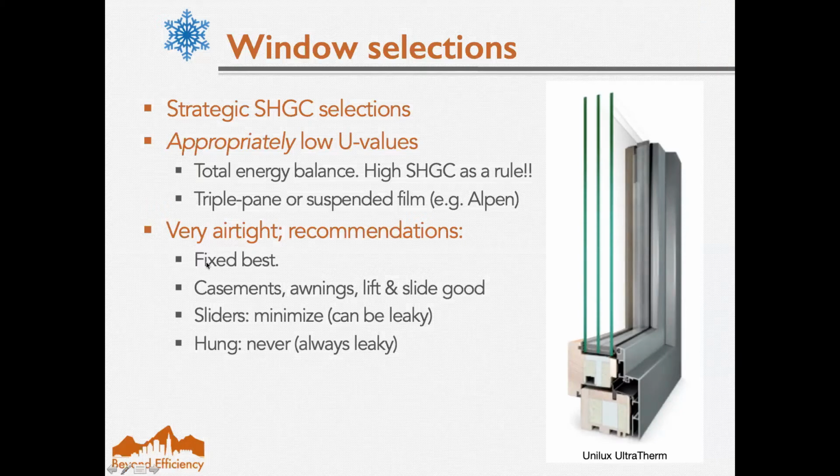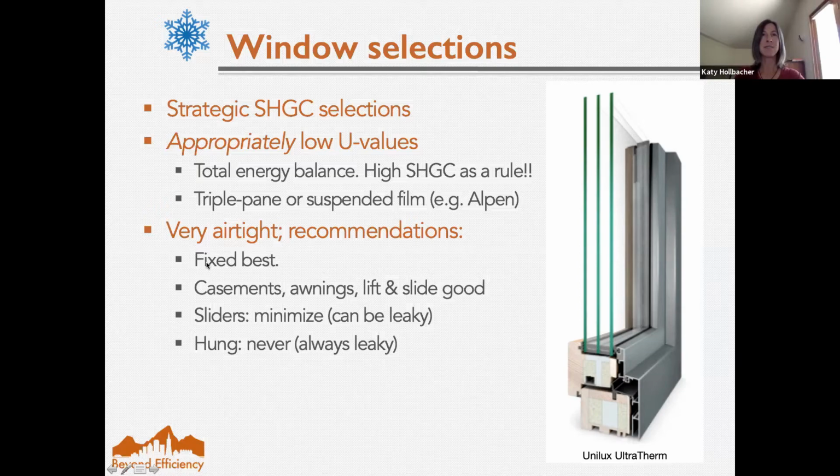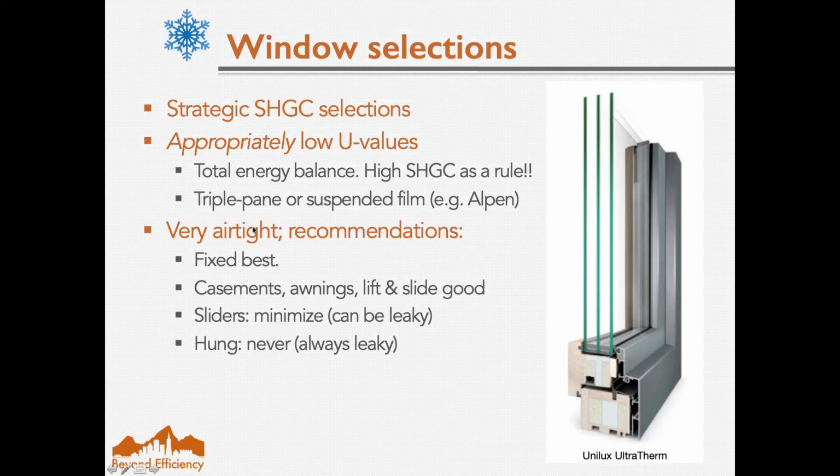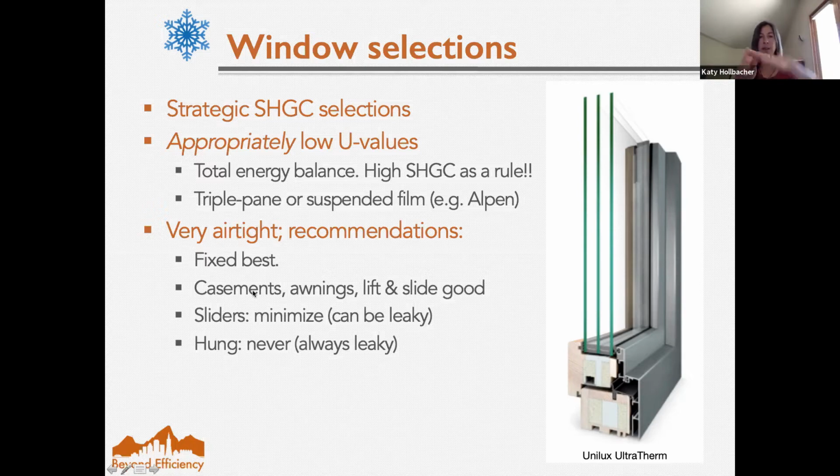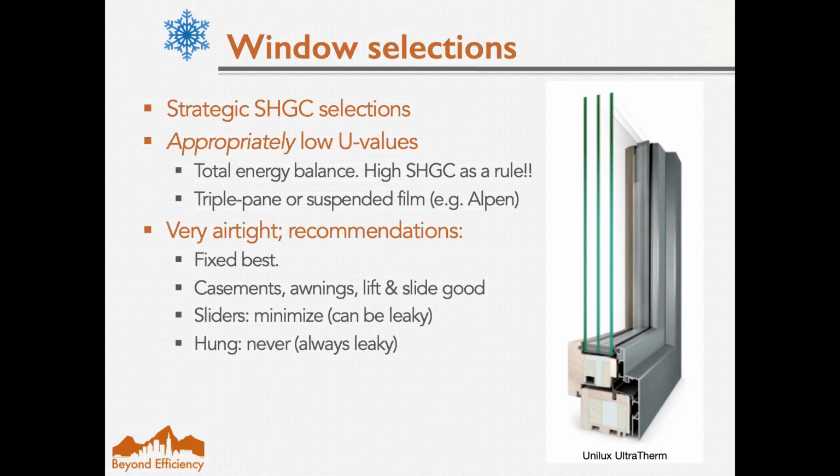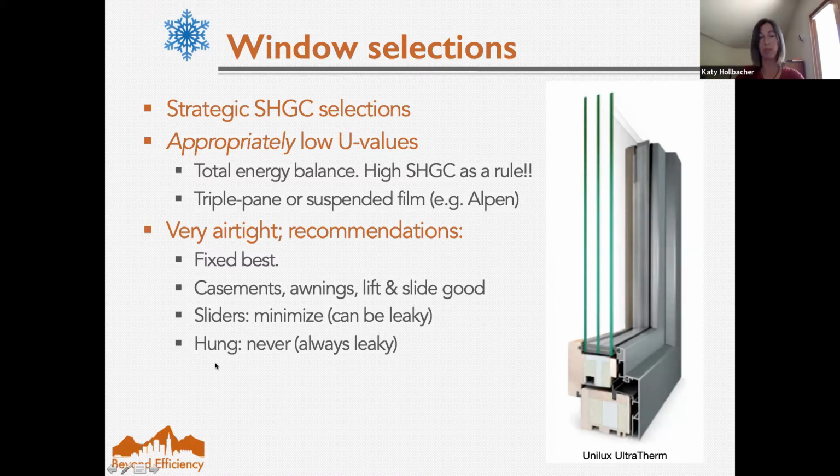Now, best practices for windows: fixed are best in terms of just upfront costs and also being very airtight. Casements and awnings, just by nature of having that positive closure when you lock, are generally pretty airtight. Lift and slide is a newer technology you'll see for sliding doors that can actually be very, very airtight. Otherwise, you really want to minimize sliders and just never do hung windows. Again, there are always exceptions. People have a certain look or they need to replace something in kind. Just being aware of these best practices, I think, is always helpful, regardless of what decisions do make sense for a project.